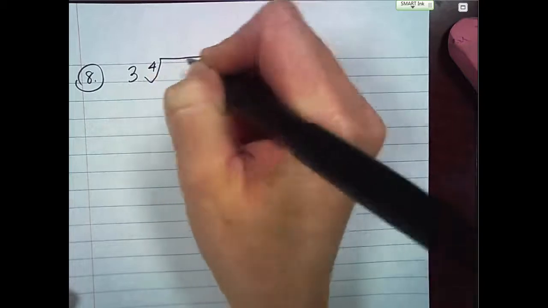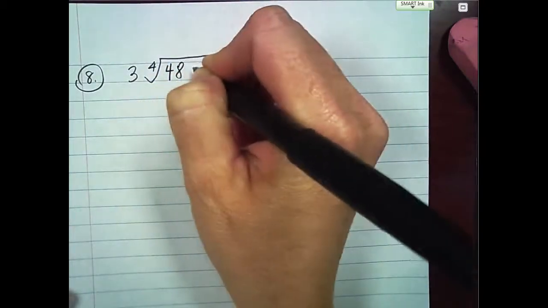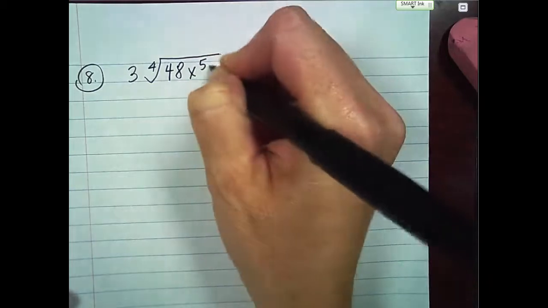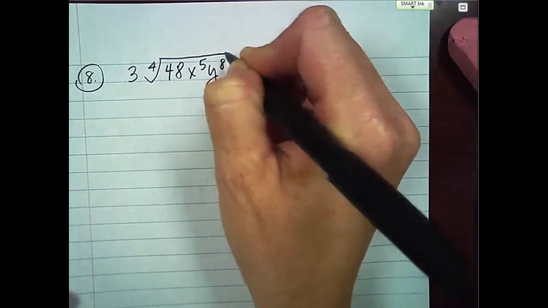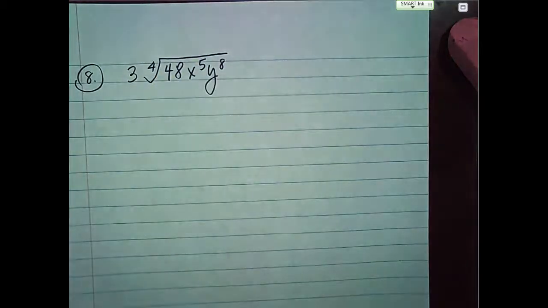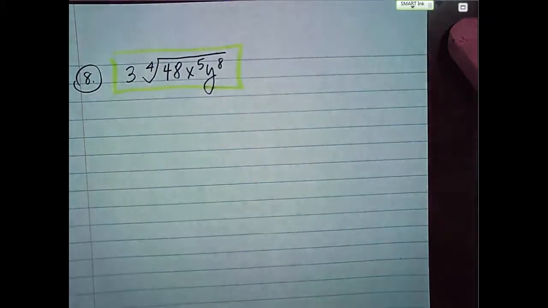3 is the 4th root of 48 x to the 5th y to the 8th power. I'll give you a second to try it. We haven't had to memorize too many 4th roots, right? So what fits in? 16.